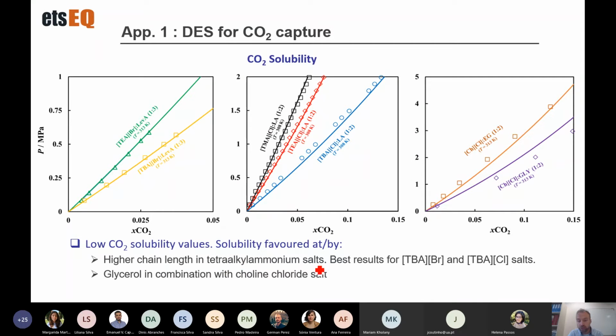Okay, the solubility values seem to be favored in tetraalkylammonium salts, they are higher than choline chloride, and the best results are found for TBABr and TBACl. Okay, concerning chloride, which is shown here, glycerol improves the solubility with respect to ethylene glycol.